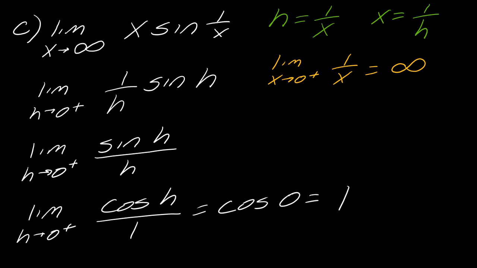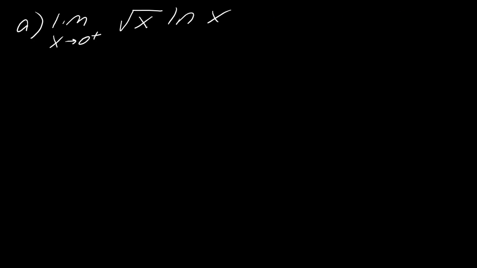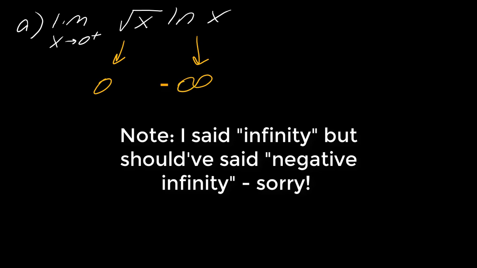So now I want to take a look at another problem like this, and I run into a similar issue. Notice that I've got the limit as x approaches 0 on the right of the square root of x times the natural log of x. So this square root is going to go to 0, and then this natural log of x is going to go to infinity. So we have that same problem again.